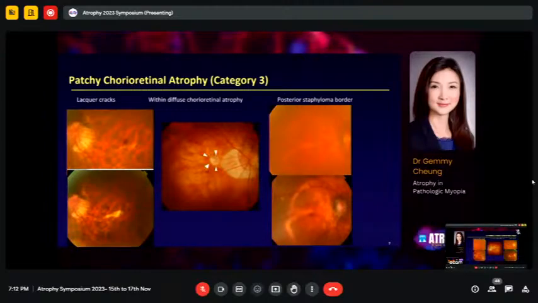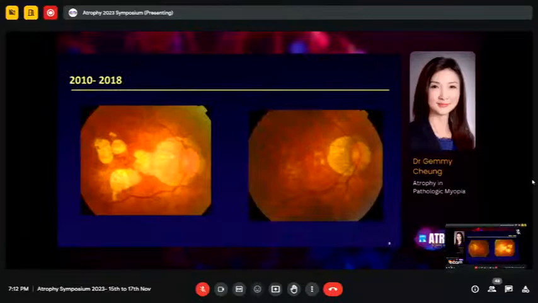There may be patches of deeper patchy chorioretinal atrophy formation. And finally, on the right-hand side example, they can also form at the edge of the ridge of posterior staphyloma. Here is a case that we followed up for about 8 years.